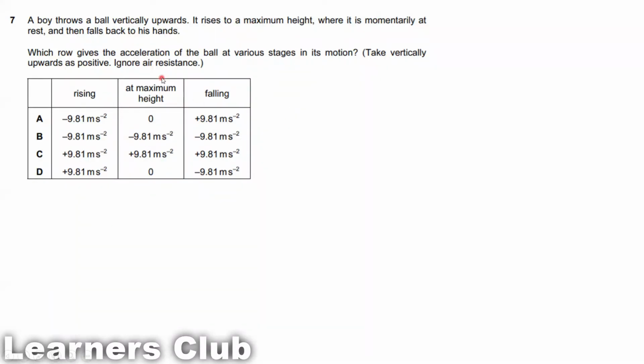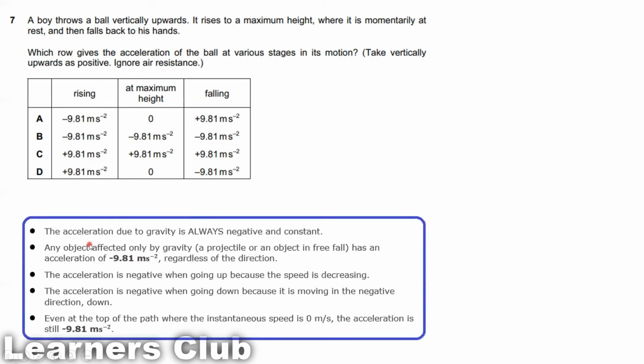This is the question. They asked us to ignore air resistance. The acceleration due to gravity is always a constant value and it is always negative. We all know the value of it is minus 9.81 meters per second squared. The acceleration is negative when going up because the speed is decreasing. When you throw a ball upwards, you're throwing with maximum speed. Till it reaches the maximum height, the velocity will decrease, and at maximum height, it will be zero, which means it is momentarily at rest. So the speed is decreasing when it moves upwards. As a result, we are taking our acceleration to be negative, which is minus 9.81 meters per second squared. Since rising is positive in these options, these are not the answer.